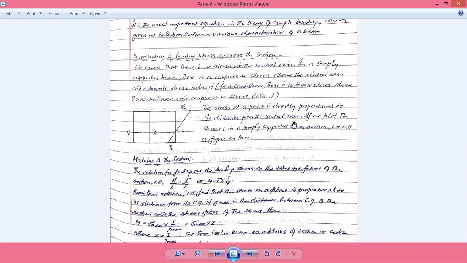Stress at a point is directly proportional to the distance from the neutral axis. If we plot the stress in a simply supported beam cross section, we will have a figure like this. This side is tensile stresses, this side is compressive stresses, and there is no stress at the neutral axis itself. This will be the diagram of the stress itself.